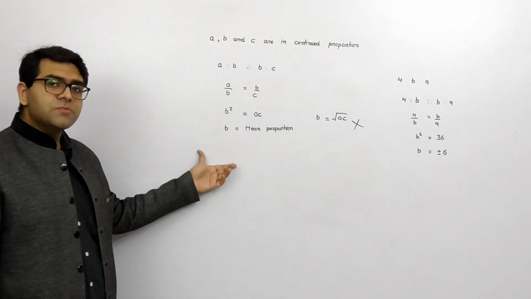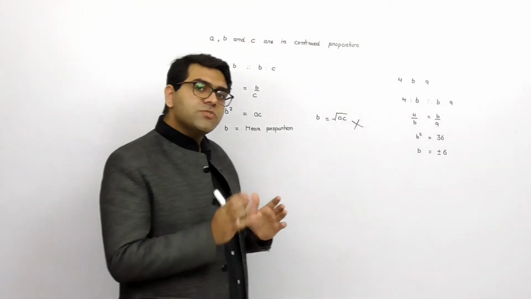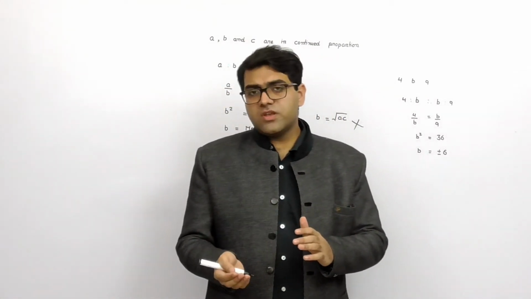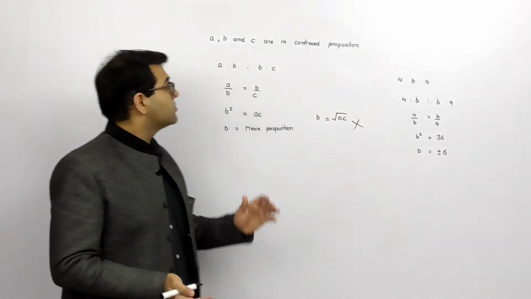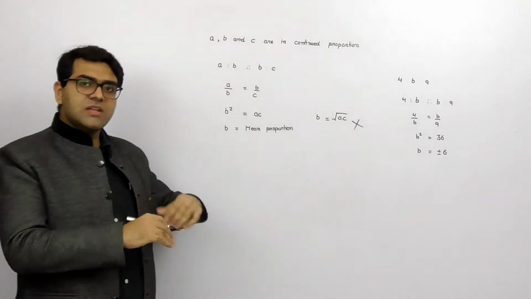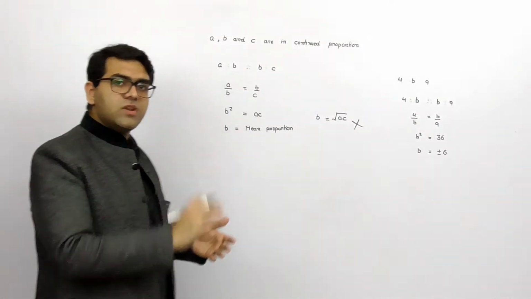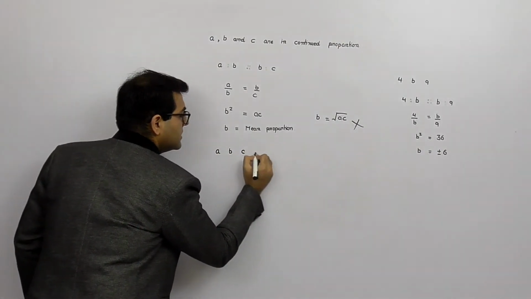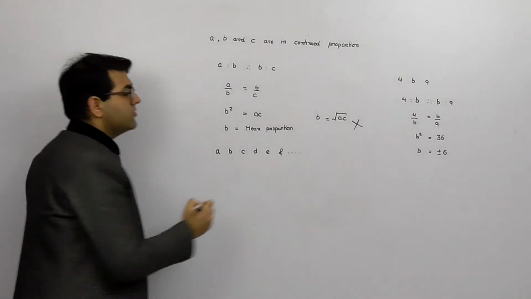Continuing on with the concept of continued proportion, as we have learned in the case of proportions, that proportions can be extended for n number of variables, the same is true for continued proportions as well. So if A, B and C are three variables in continued proportion, this can be extended to n number of variables. I can say A, B, C, D, E, F and so on are in continued proportion.